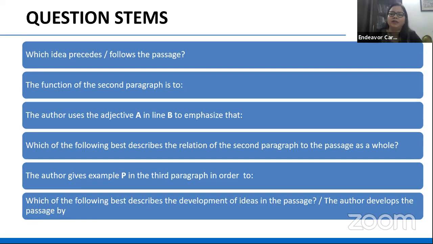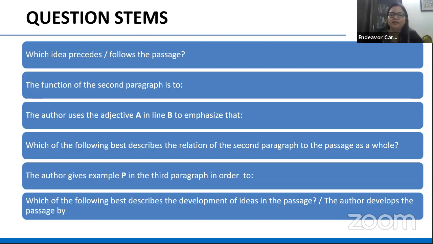Why is an example given? Why is a mention made of something? Why is an adjective used? Or why is this phrase used? Or what's the role played by a certain line or a certain paragraph? What might come prior to the passage? What might come later?